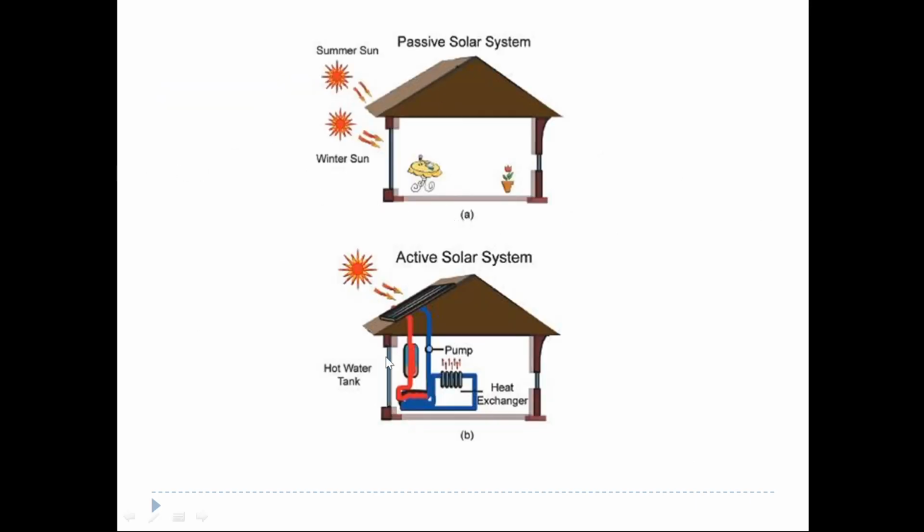So this is a summary: the passive and active. In a passive solar system, the design of the roof and the walls themselves are sufficient to maintain the appropriate temperature inside the house, but in an active solar system you require mechanical devices such as pumps, heat exchangers, fans or blowers to maintain a lower temperature or a higher temperature than its surroundings.